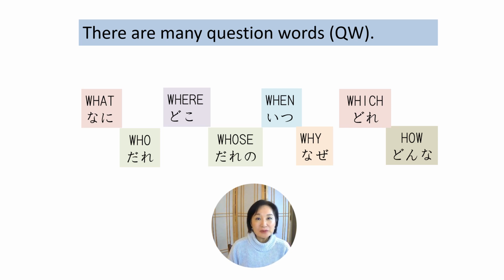As you learn more particles, rather than just topic marker は and more verbs, then you'll be able to make question sentences like, what do you eat? What do you drink? Or what do you see? Where do you go? All of that will come later with more vocabulary.